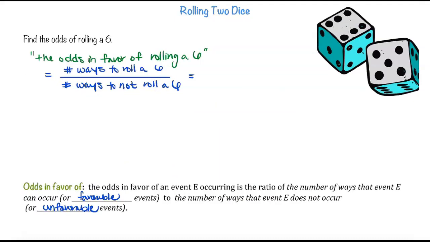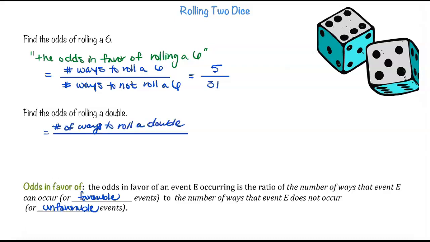That means that the numerator of our ratio is 5. There's 5 different ways to roll a 6. And with 36 total options, that leaves 31 ways to not roll a 6. So the odds in favor of rolling a 6 are 5 to 31. Now let's find the odds of rolling a double. This time when we set up the ratio, the numerator will be the number of ways to roll a double, and the denominator will be the number of ways to not roll a double.